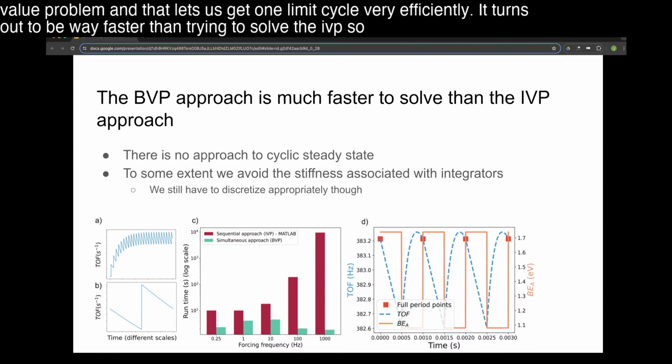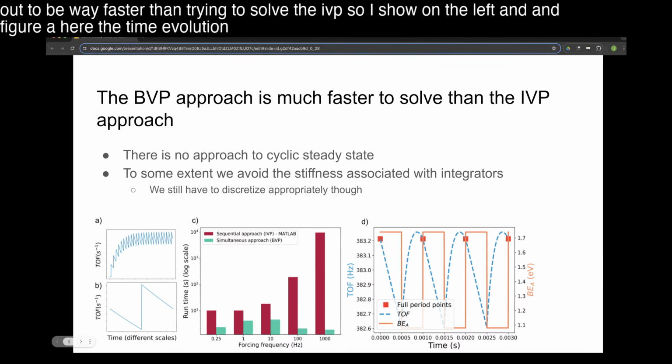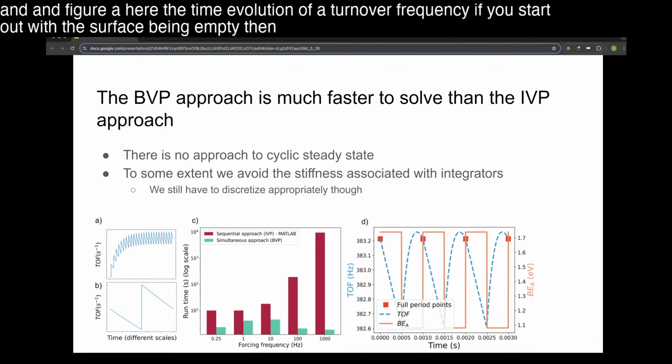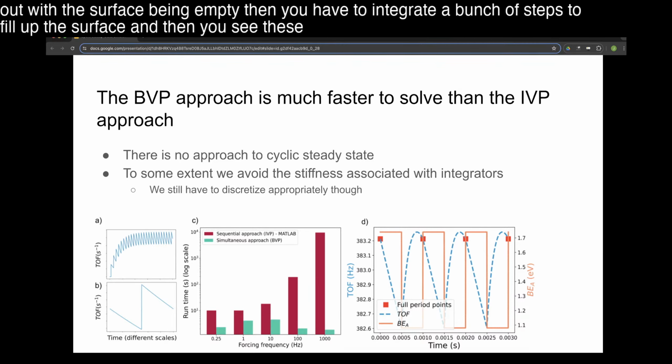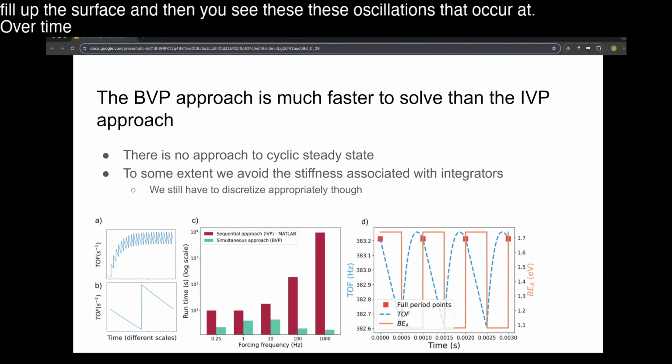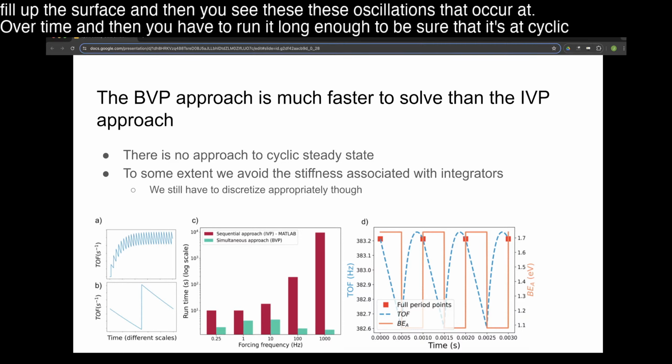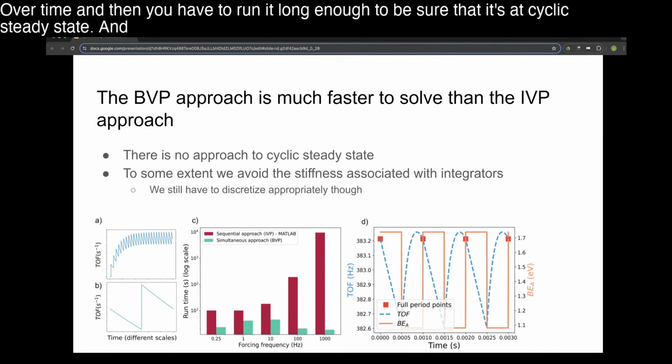So I show on the left in figure A here the time evolution of a turnover frequency if you start out with the surface being empty. Then you have to integrate a bunch of steps to fill up the surface, and then you see these oscillations that occur over time, and then you have to run it long enough to be sure that it's at cyclic steady state, and that's time consuming.